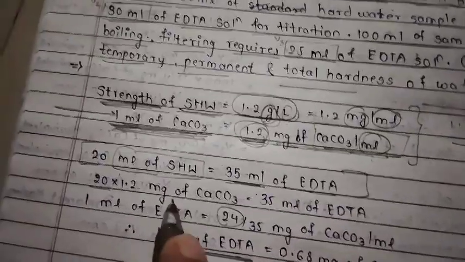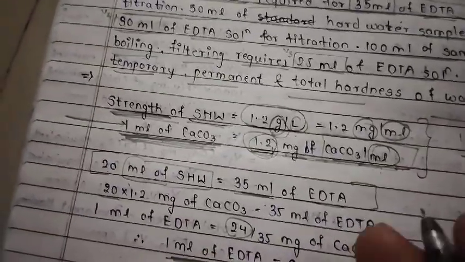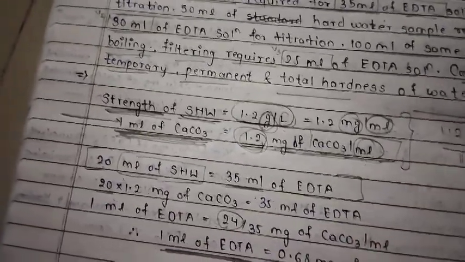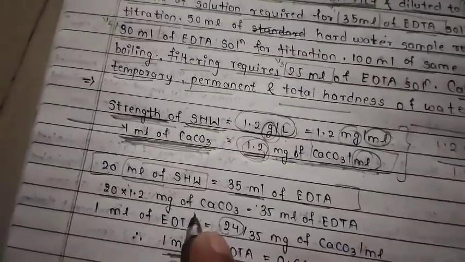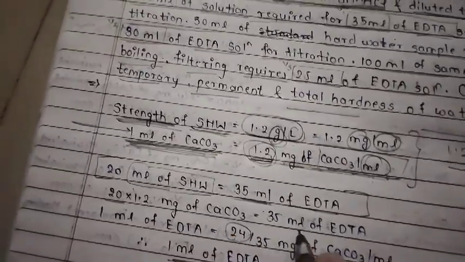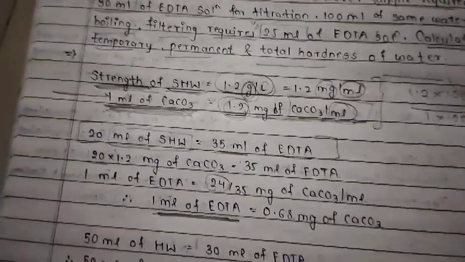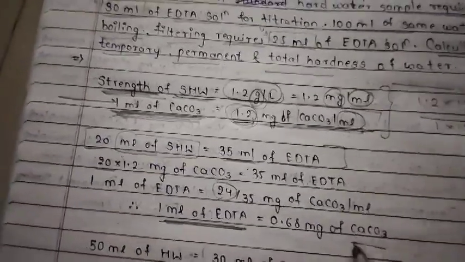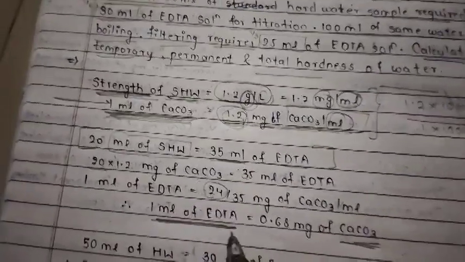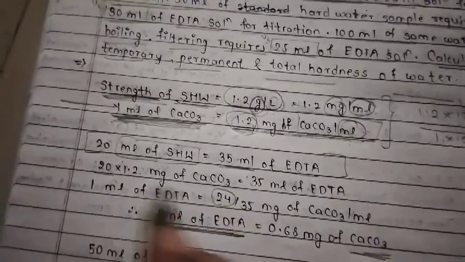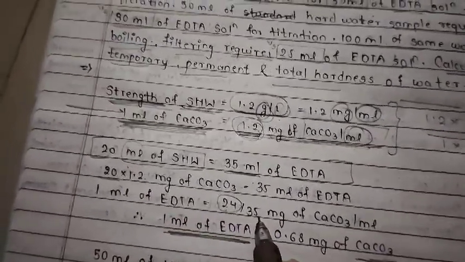So you can say I have skipped one step here, that is 24 mg of CaCO3 equals 35 ml of EDTA. As we have to calculate how much CaCO3 1 ml of EDTA requires, for that we will divide 24 by 35. Guys, it's similar to that.